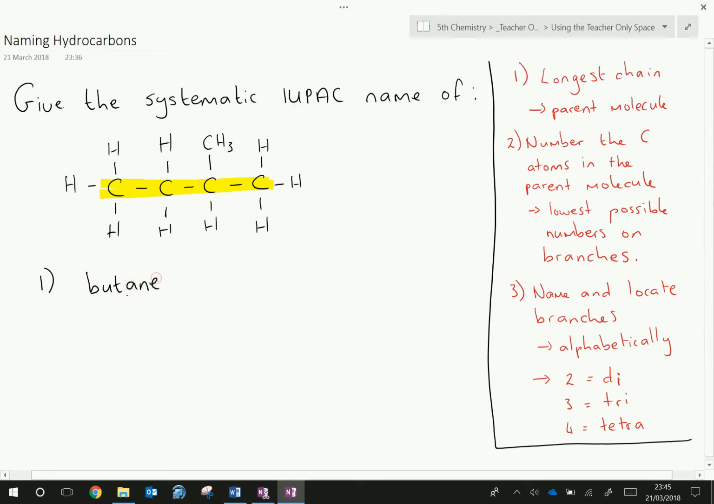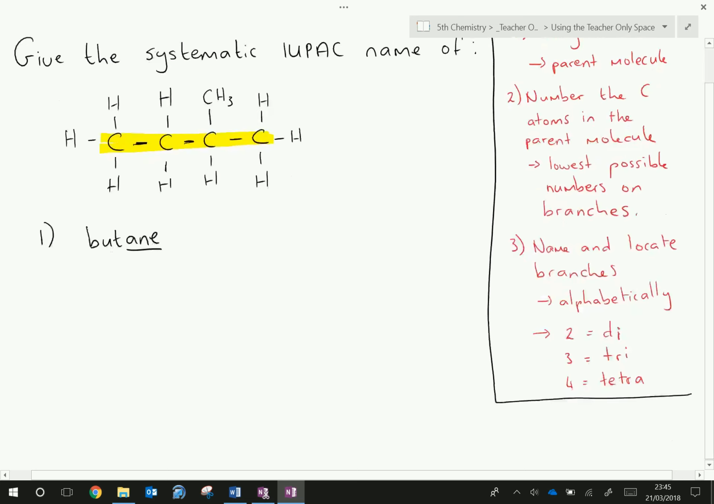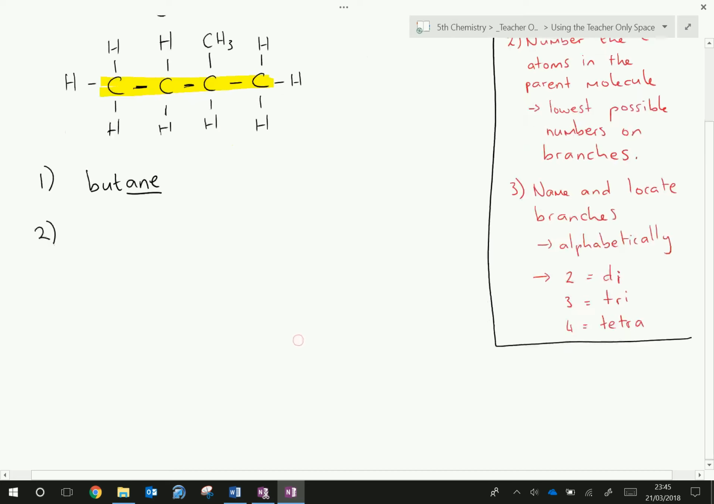And the reason it ends in ane is because we have single bonds between all of these carbons. They're all singly bonded, it's saturated, so it's an alkane. Our second step then is to number the carbon atoms in the parent molecule. So there's 2 ways I can number them. I can number them from left to right, or I can number them from right to left.